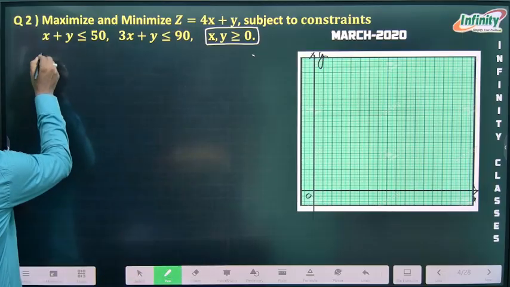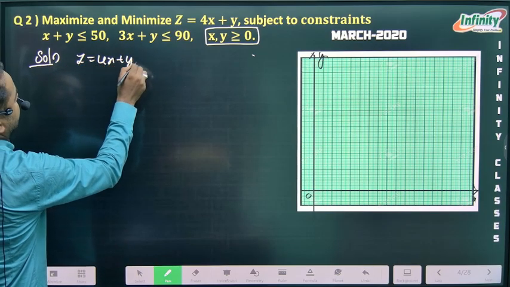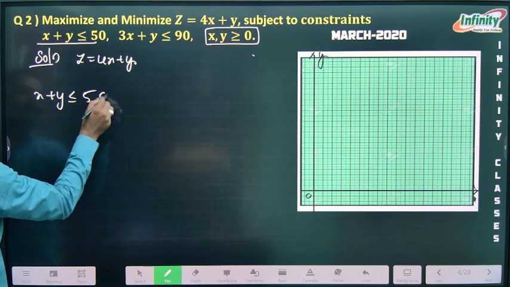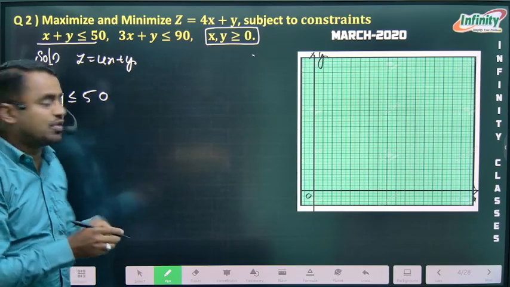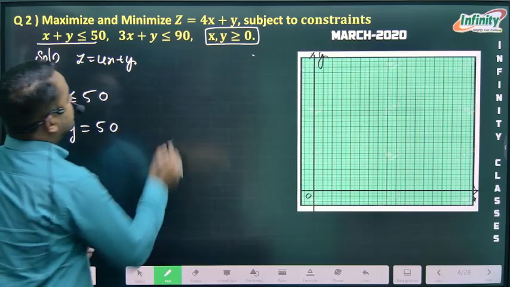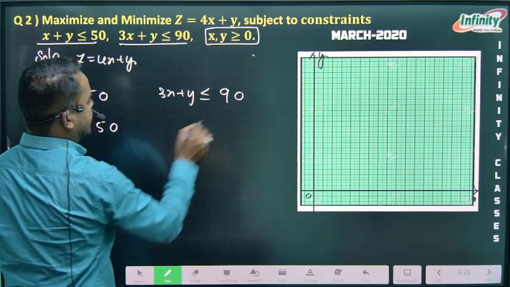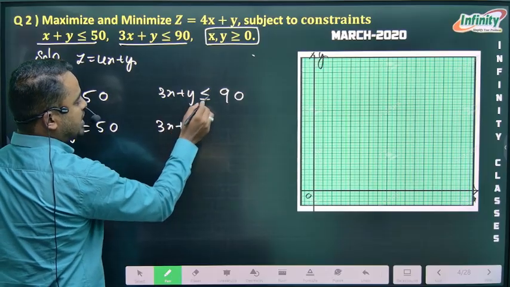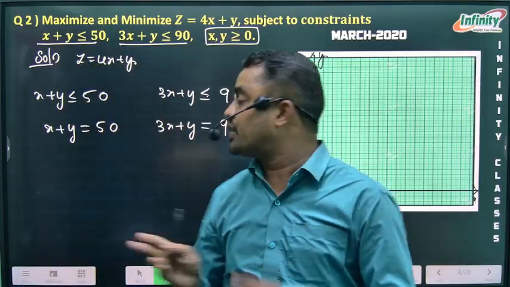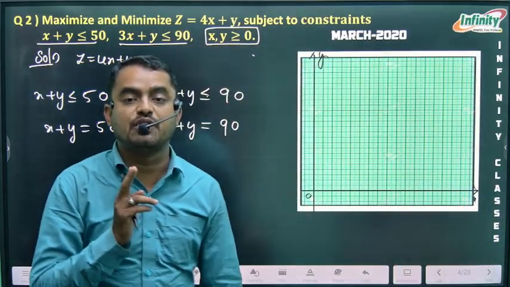Write the solution here. First write the objective function: z is equal to 4x plus y. Write the constraint, that is x plus y less than or equal to 50, and write this constraint in equation form, that is remove the inequality sign and write the equal to here: x plus y is equal to 50. Now 3x plus y less than or equal to 90, and write this inequality in the form of an equation by removing less than or equal to and writing equal to here. Now find the coordinates for these two constraints.